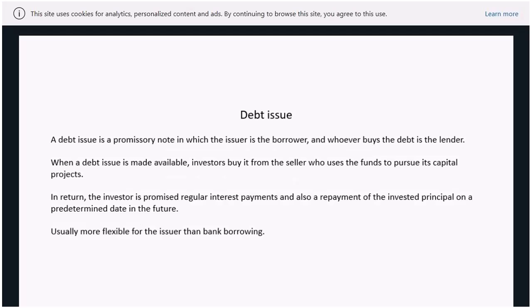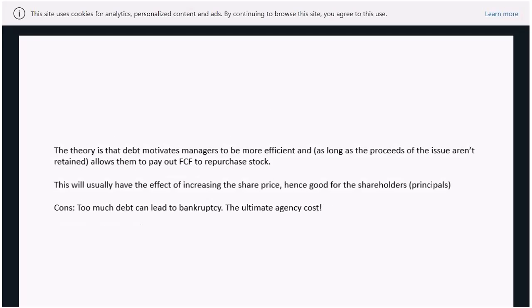The theory is it motivates the manager. Usually, when you've issued debt, you get the money from the investors. You can use that to repurchase stock, and if you're repurchasing stock, that drives up the share price. So that makes the investors very happy. So that's the debt issue. Now, is that relatively clear?